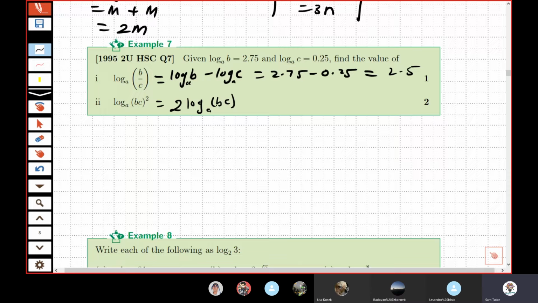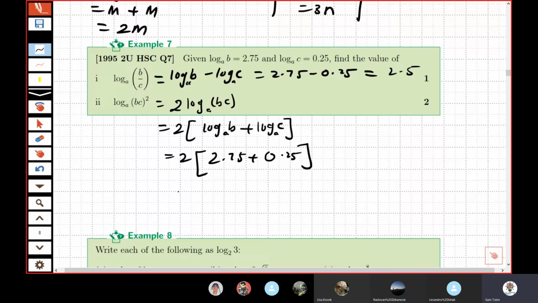that. I know that if they're multiplied, I can write them as log B sub base A plus log C sub base A. Like I said, try to ignore saying A every time. You're just going to confuse yourself. Log B is 2.75 plus 0.25. That's 3. 2 times 3 is 6. You got yourself 3 marks in the HSC.